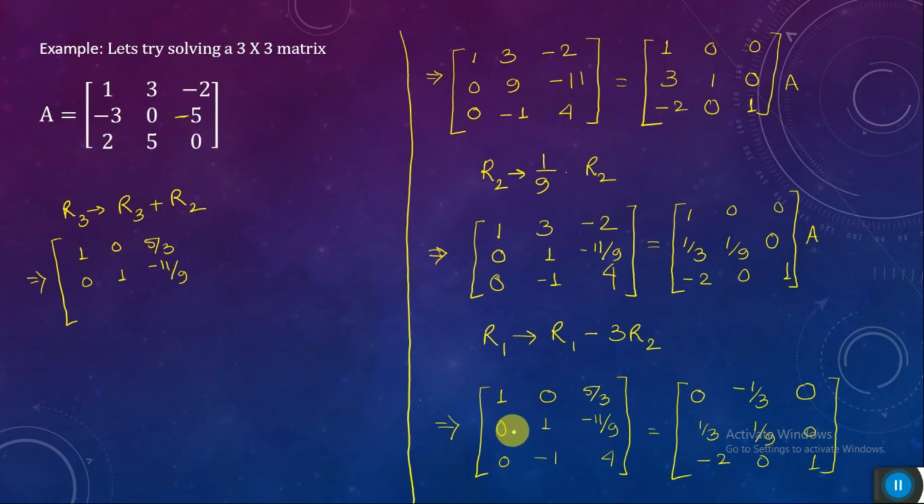So this is 0 plus 0 will give me 0, minus 1 plus 1 is 0, 4 plus minus 11 by 9. So 4 minus 11 by 9. Okay, so this is 36 minus 11 by 9, right? So this is 25 by 9. Okay, so you'll get 25 by 9 here. Let's remove this.